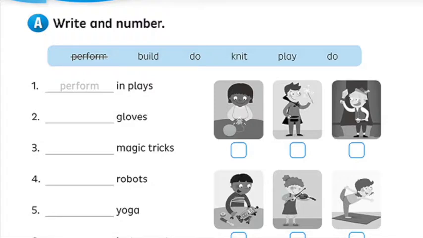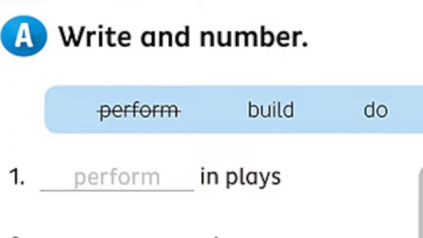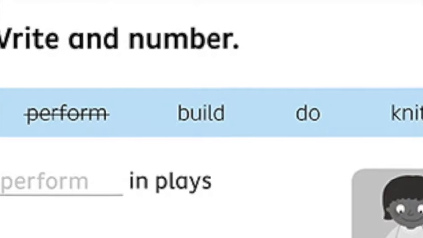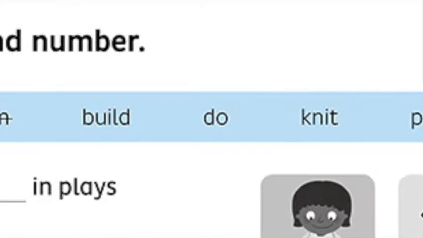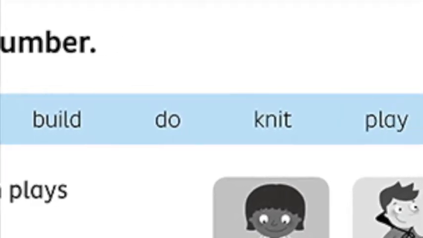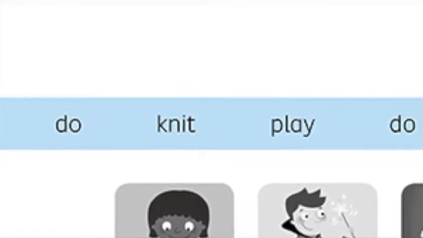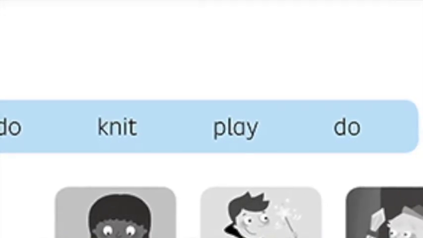So what we do here, we have these words on top. The first word is perform. The next word is build. The next word is do. The next word is knit. The next word is play. And the last word is do. So we have 2 words that are do, the same word.